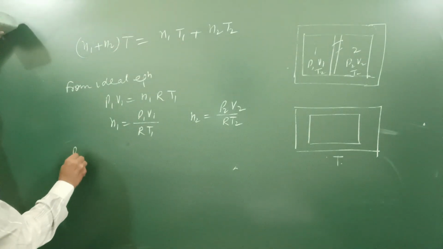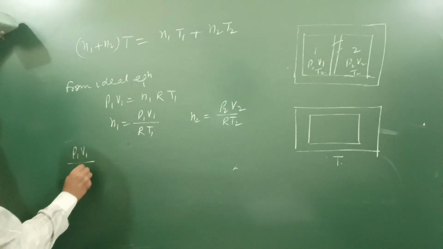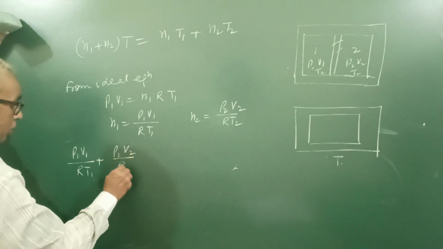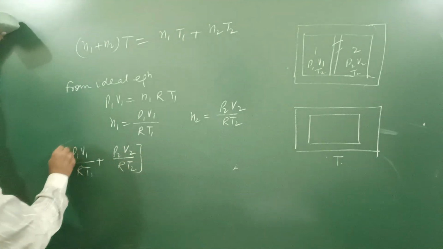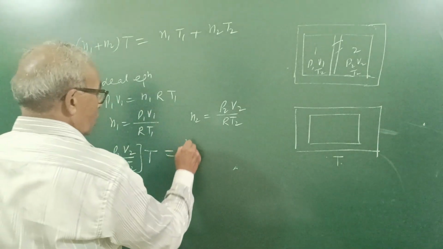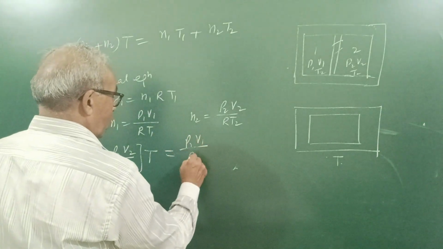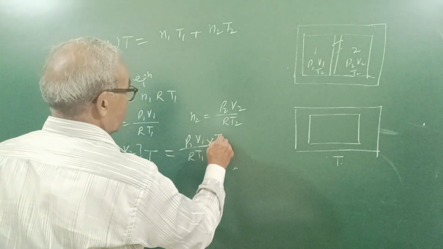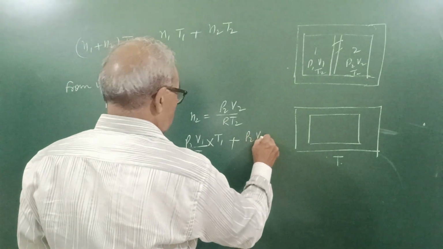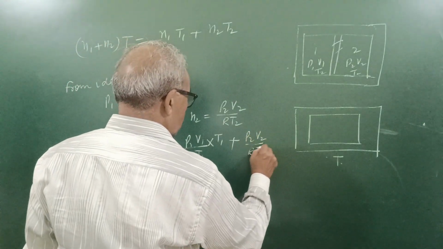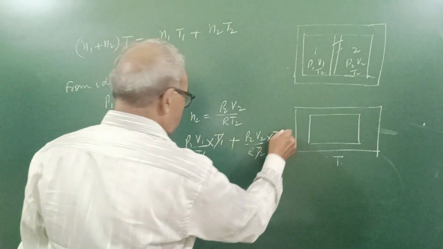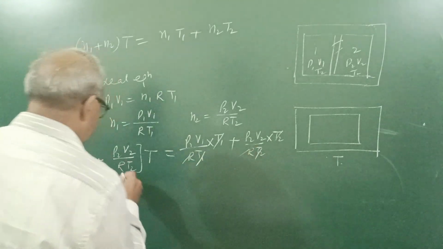(P1 V1 upon R T1 plus P2 V2 upon R T2) into T is equal to P1 V1 upon R T1 into T1 plus P2 V2 upon R T2 into T2. Here T1 cancels, T2 cancels, R cancels.